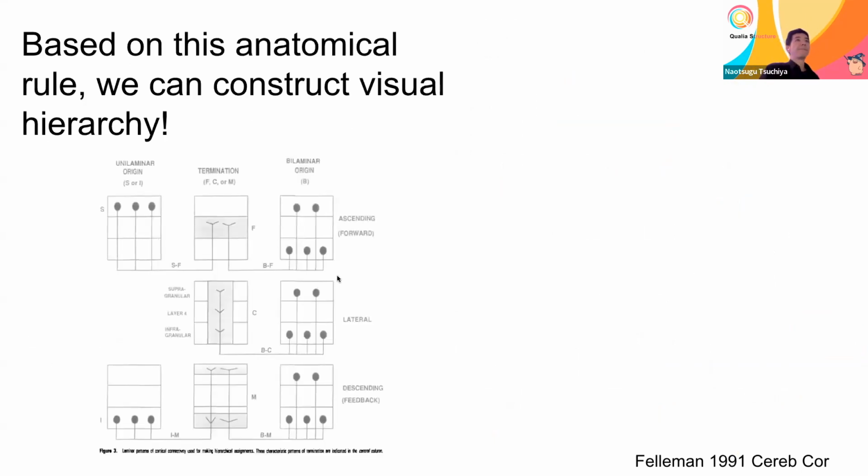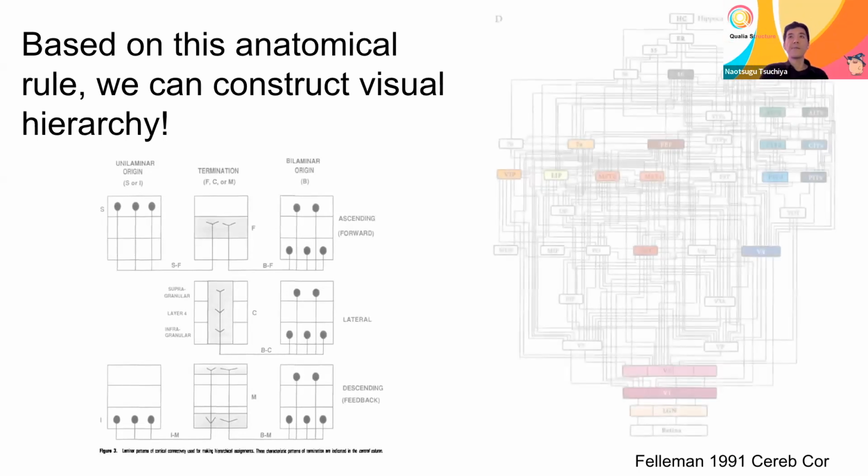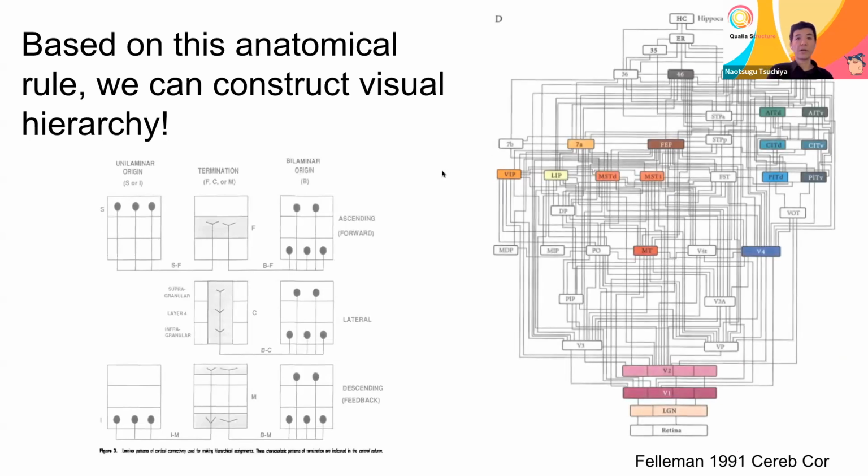And based on this rule, when you apply it to all the combinations of the connected visual areas, you can construct this kind of amazing map, almost like a London subway map. And here you can start to see the hierarchical structure of the visual system.